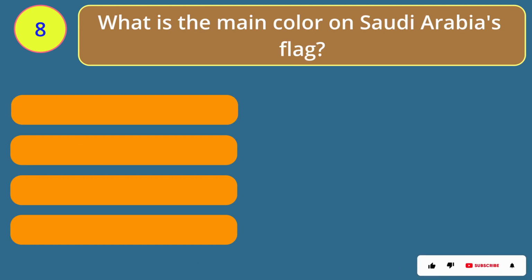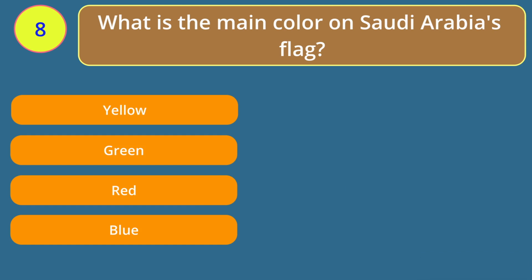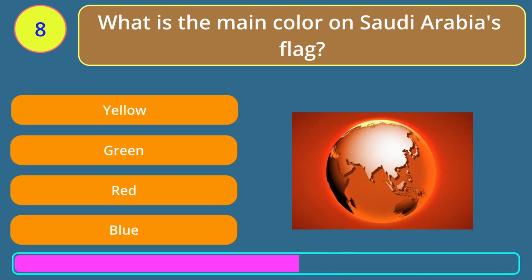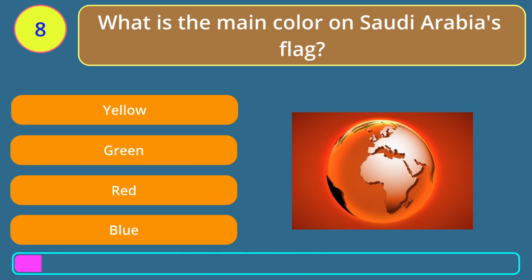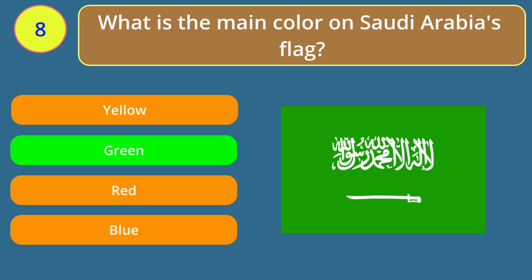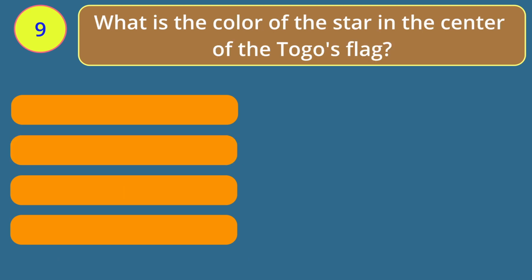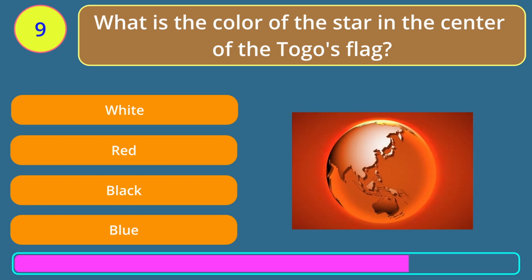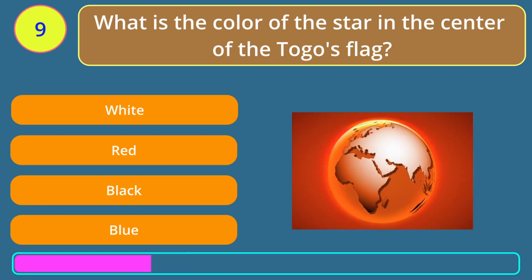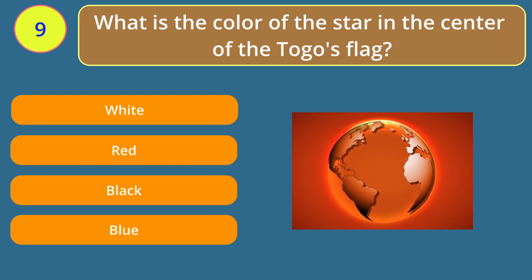What is the main color on Saudi Arabia's flag? The four options are yellow, green, red, blue. The correct answer is green. What is the color of the star in the center of Togo's flag? The four options are white, red, black, blue. The correct answer is white.